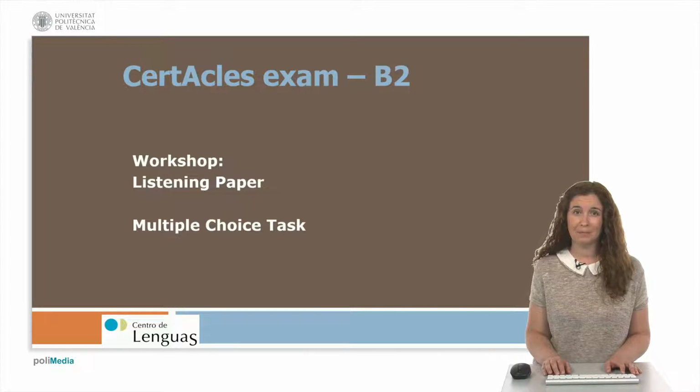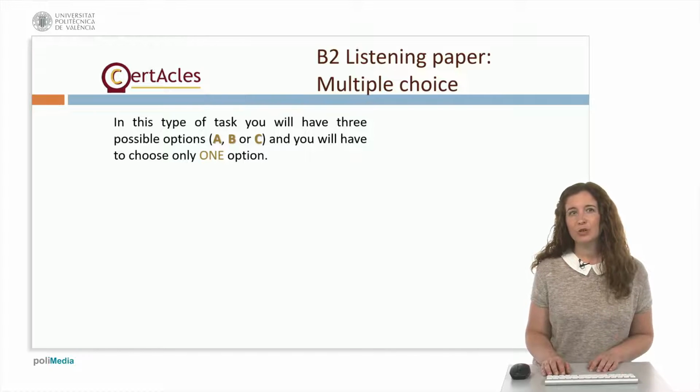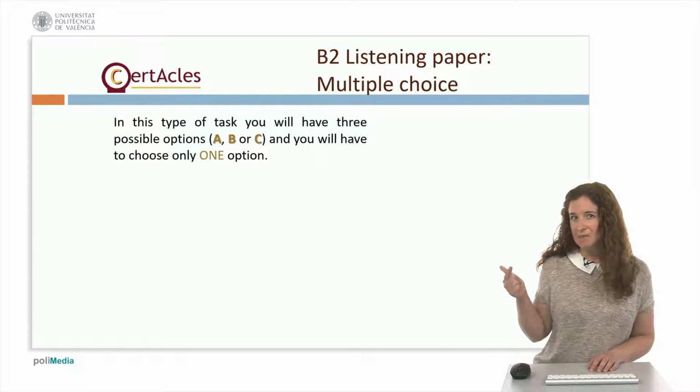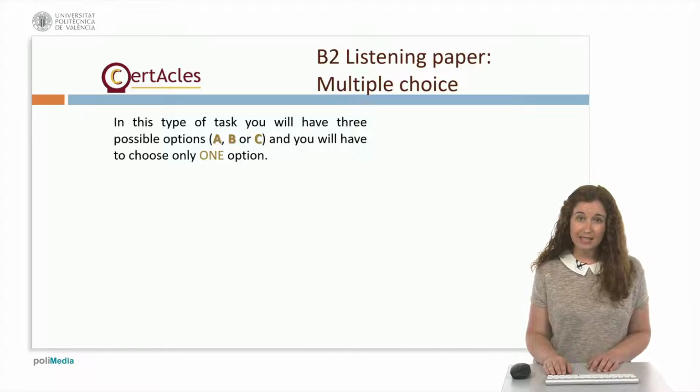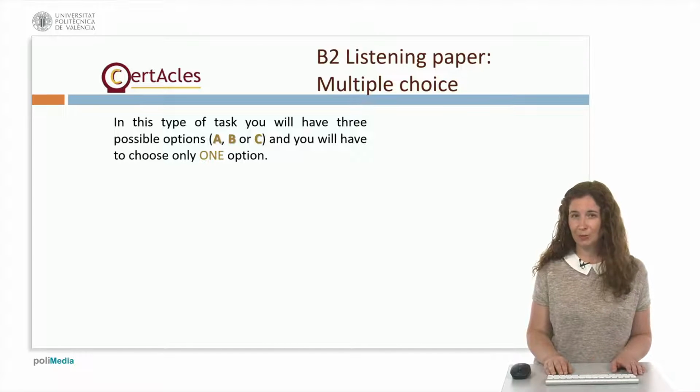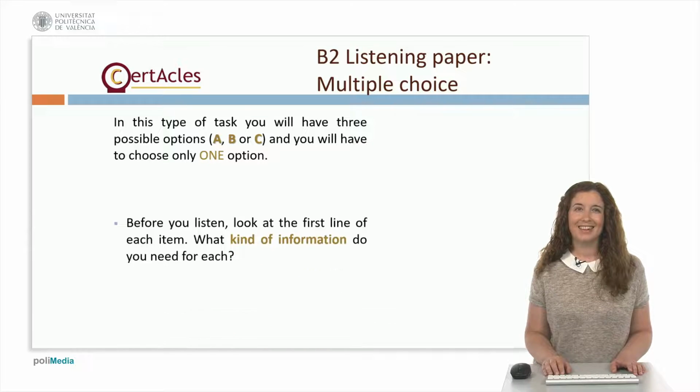We're going to have a look at the multiple choice task in the listening paper. In this type of task, you will have three possible options, A, B, or C, and you will have to choose only one option. Remember that answers with more than one option will be considered incorrect.